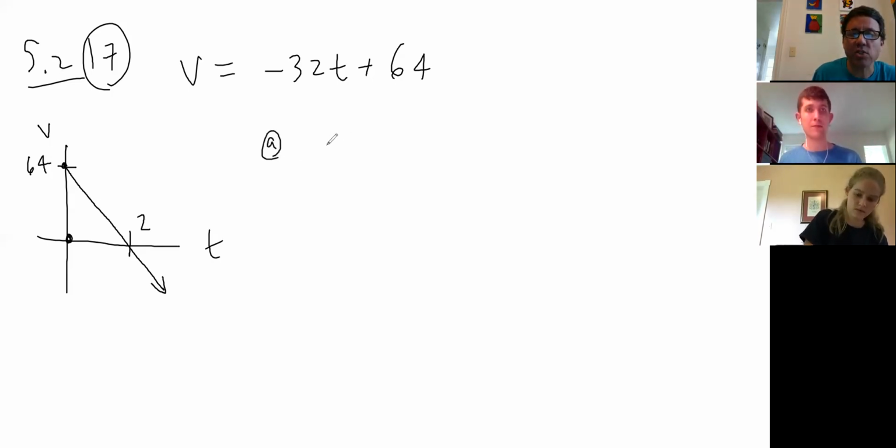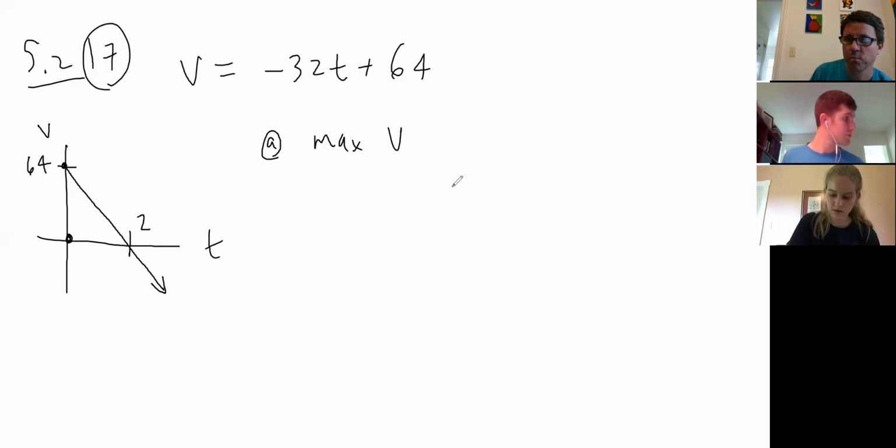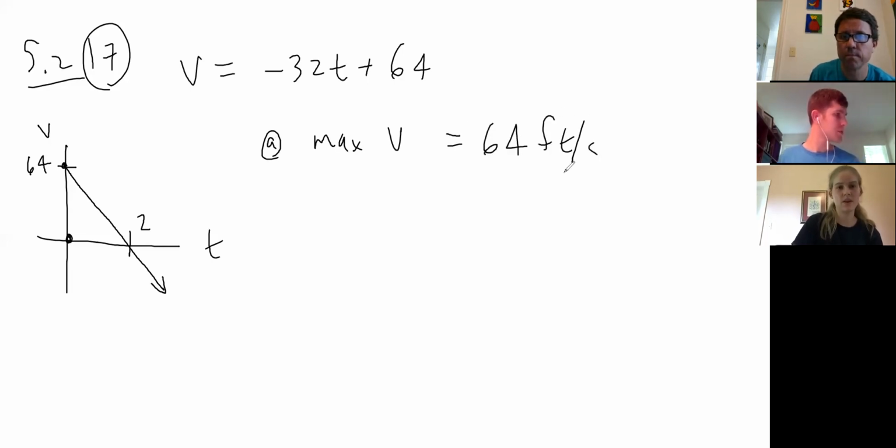So part A is just on velocity. For max velocity, all you do is look at the picture and see the highest point. It's the launch velocity. So the max velocity should just be 64, right? Okay, yeah. So that one's there.